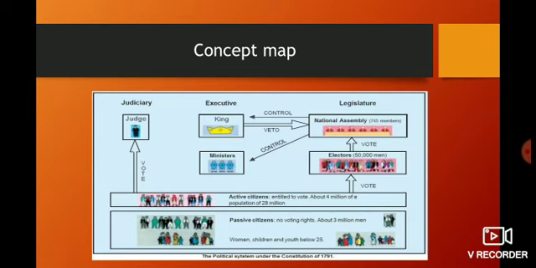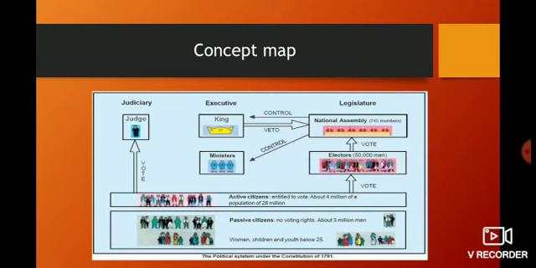So these National Assembly people will have control over the king as well as the ministers. And the king also has the veto power. What is meant by veto power? If there are rules imposed by the National Assembly, if they want to impose any law, it can be obliged, or it can be negotiated by the king. Is it clear, children? He can obstruct it, but his power also will be checked by the National Assembly. Is it clear, children? This is the concept map.